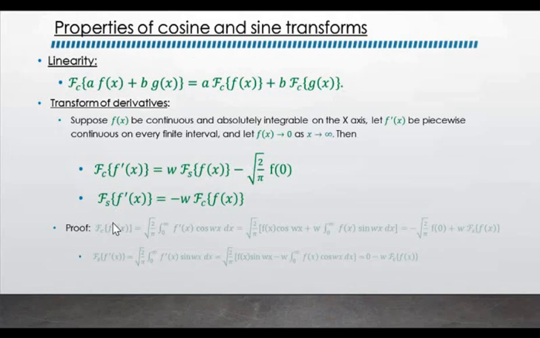Similarly, the Fourier sine transform of f dash x can be done in the same fashion, integrating by parts, and the answer is here. Sine 0 is 0 and f of infinity is also 0, so both the upper and lower limits of this function will be 0. So the first term will be 0, and minus omega into the Fourier cosine transform of f of x will remain.